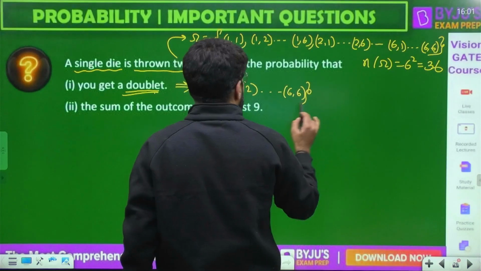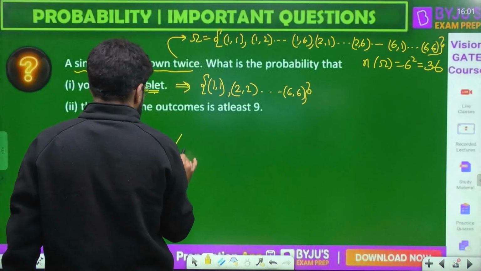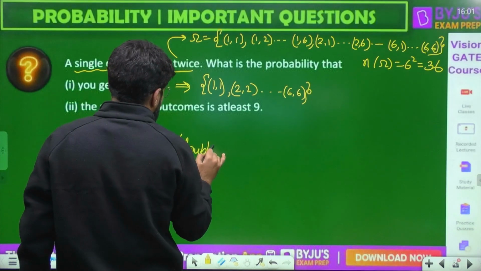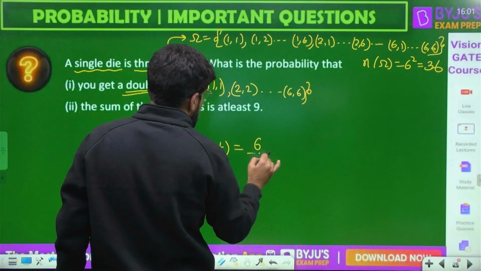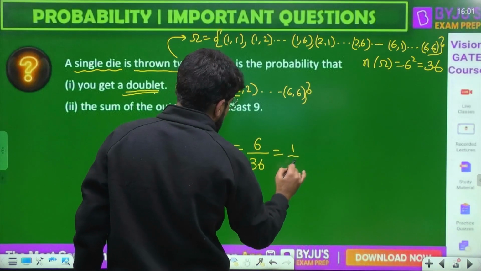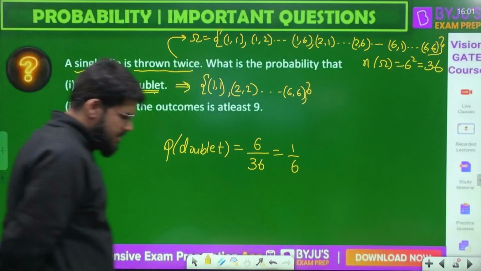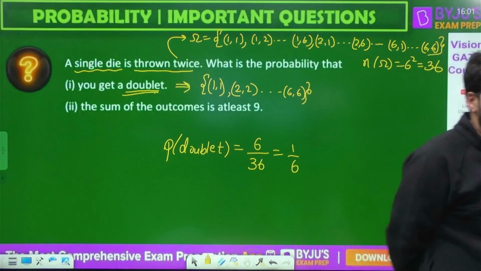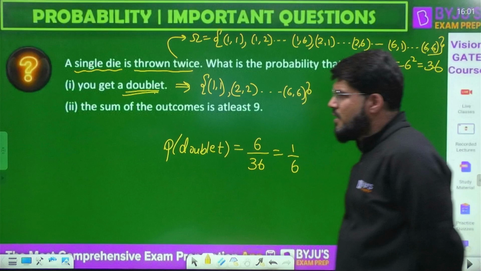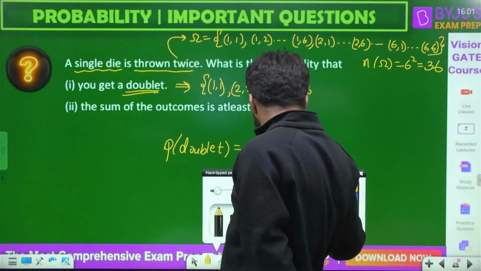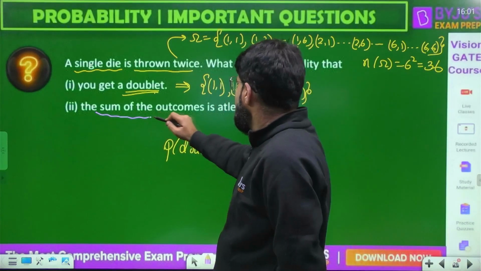Okay, so what is the probability of a doublet? Simple, favorable by total. How many favorable? 6. Total 36. The answer is 1 by 6. That will be the probability for a doublet. Clear, everybody? Simple one.